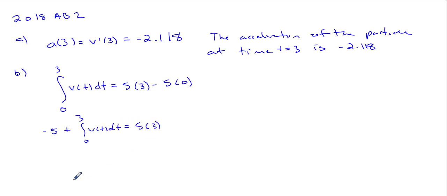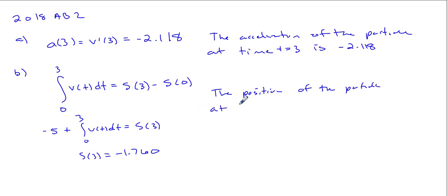And again, that's a calculator problem. -5 plus math 9. And when somebody has a good answer, let me know. -1.760. And we should be that quick on these calculations, guys. We should know where our calculator buttons are and how to use the calculator. All right, the position of the particle at time t equal 3 is -1.760.